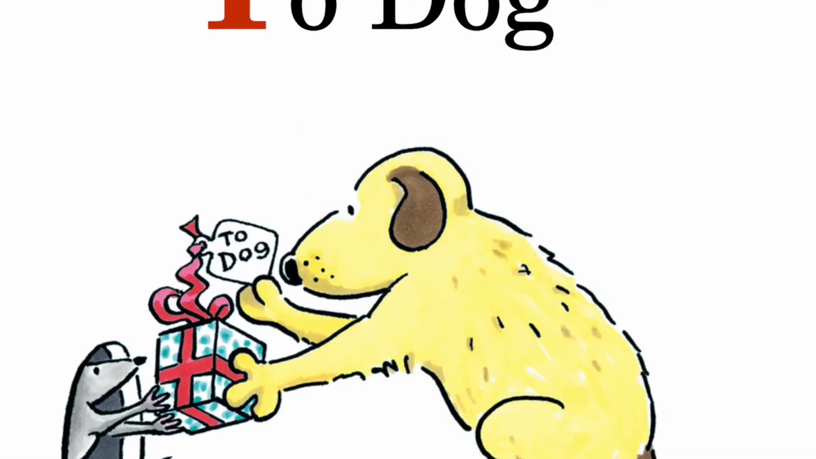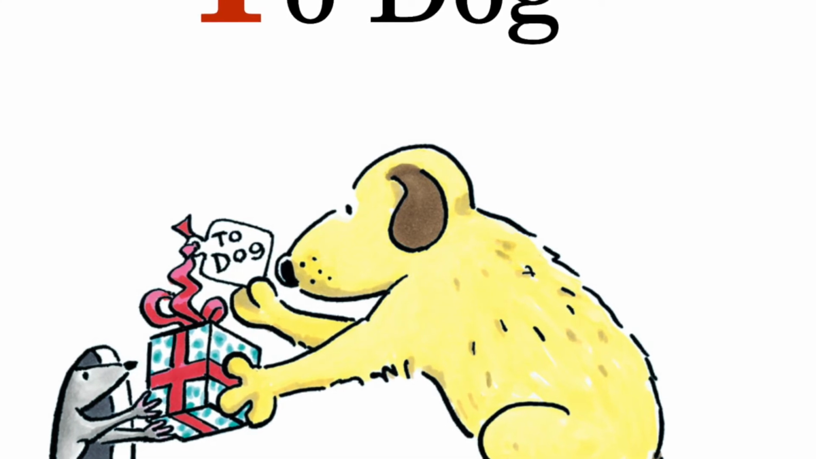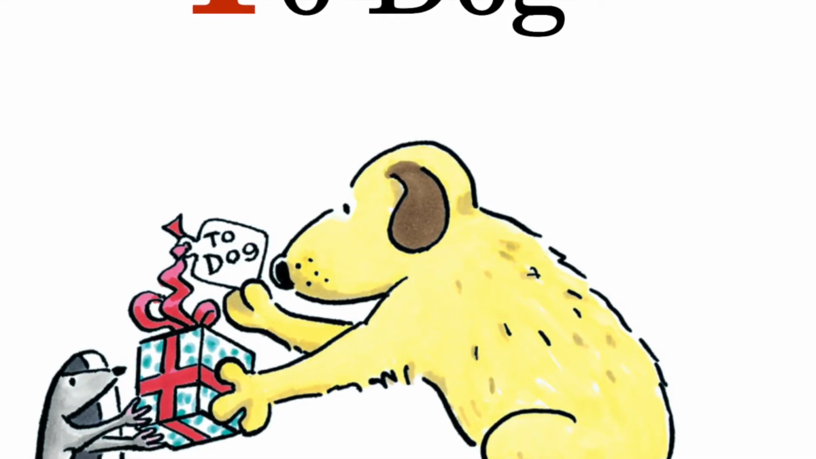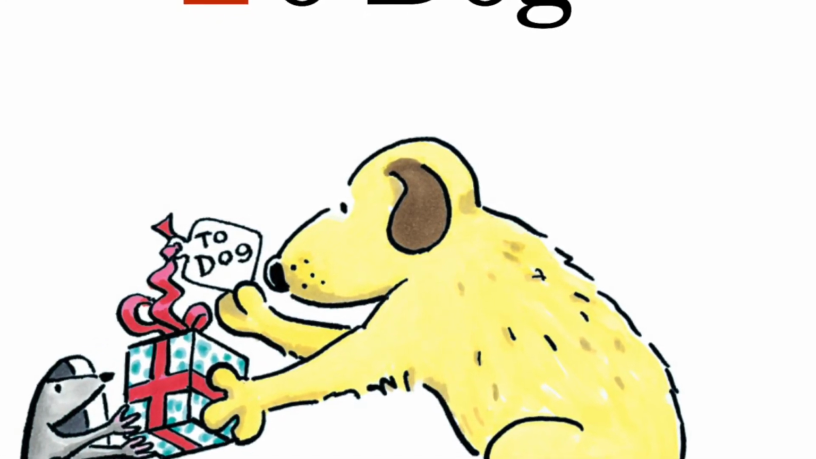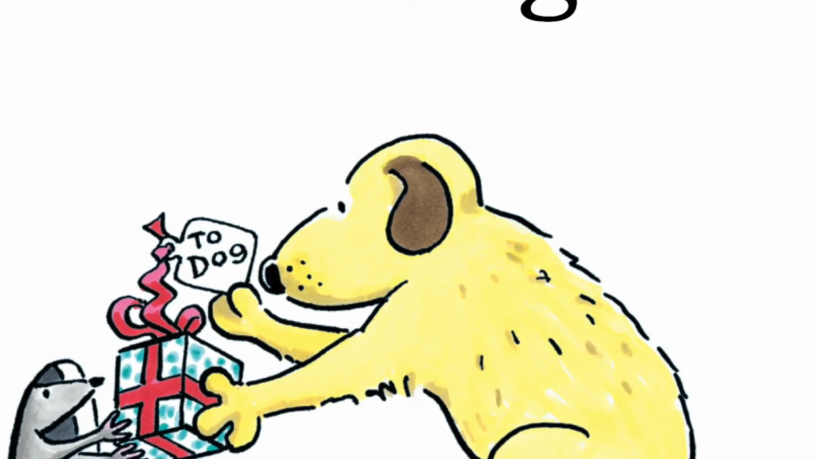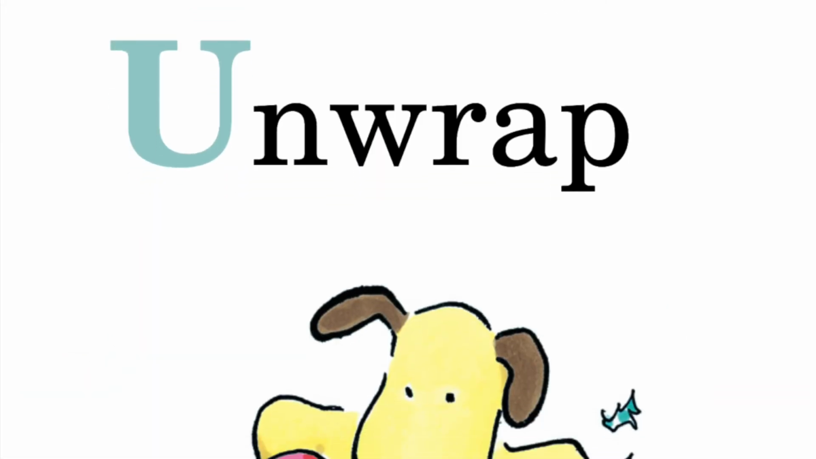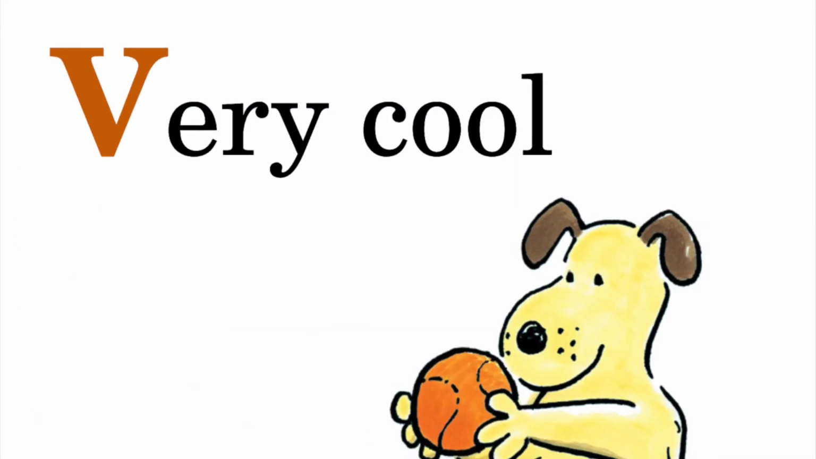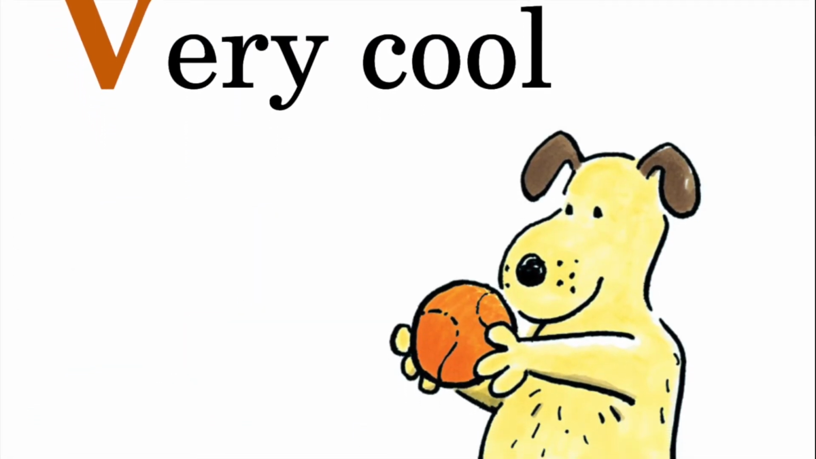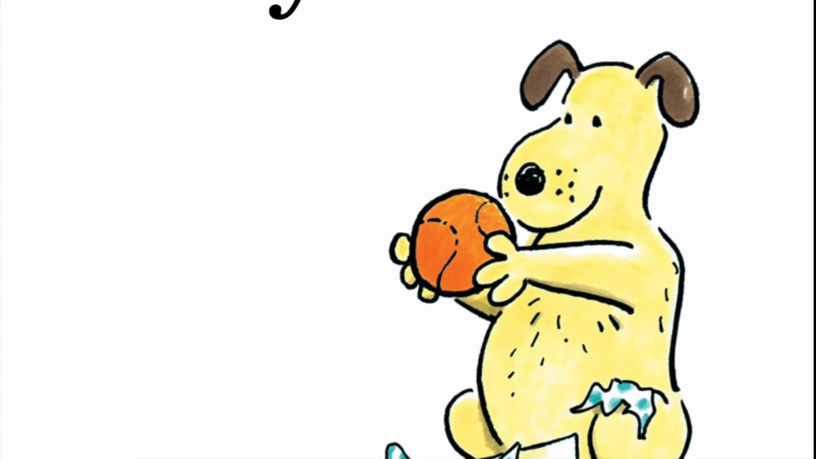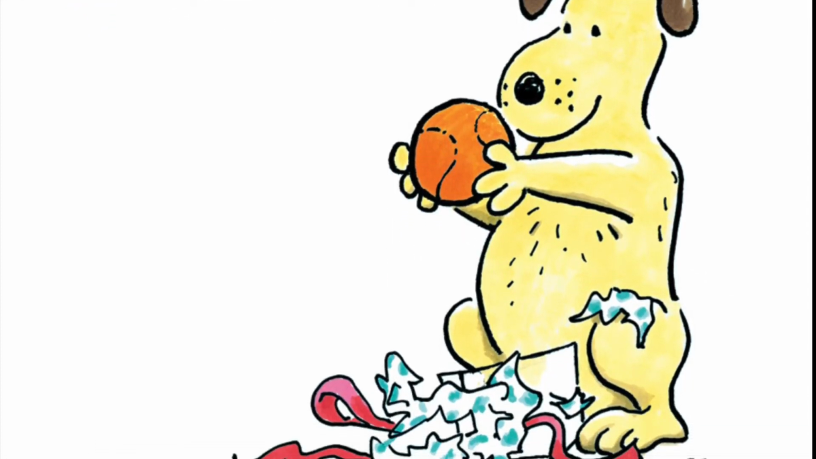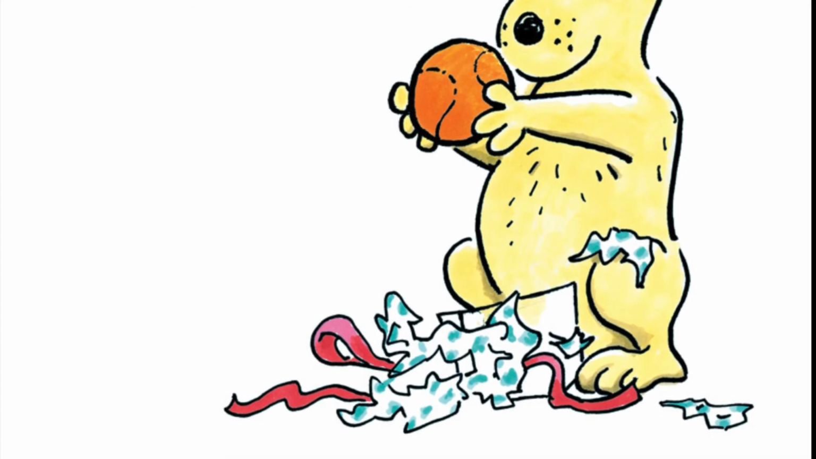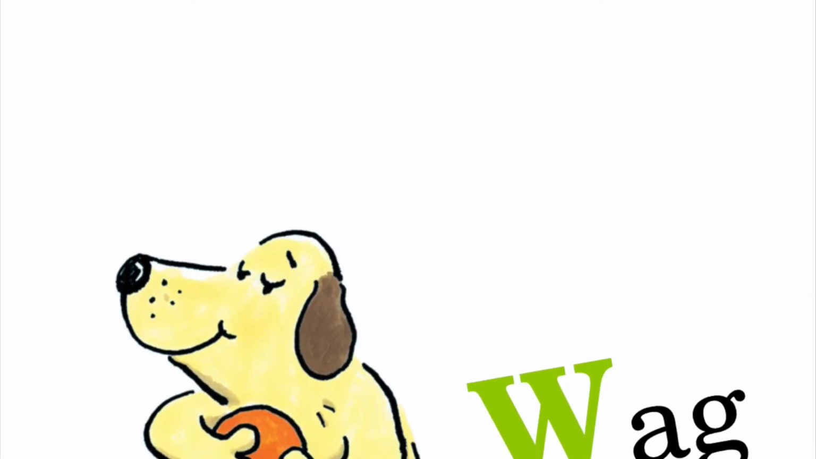Oh, but the mouse is sticking a little present out, and the tag on the present says to. T is for to. Dog. What could be inside? U is for unwrap. Dog is opening the present. Oh, and it's the ball that dog lost in the mouse house before. Very cool. V is for very. Oh, the dog is so happy.